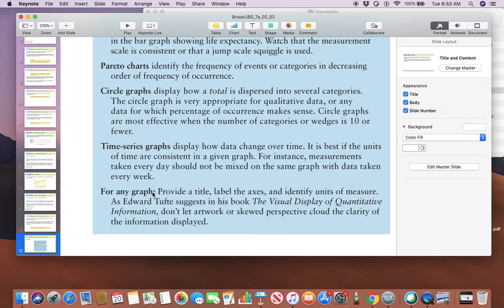Now, for any graph, provide a title, label the axes, and identify units of measure. The Visual Display of Quantitative Information is a book written by Edward Tufte. Don't let artwork or skewed perspective cloud the clarity of the information displayed. So it's very important to display your information correctly.